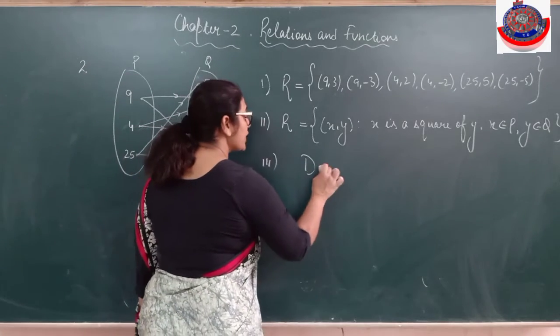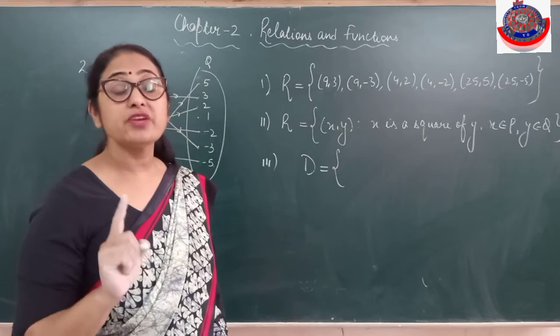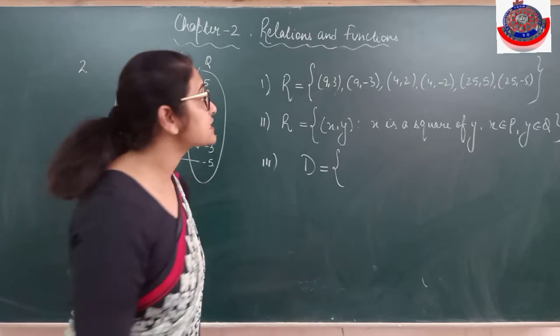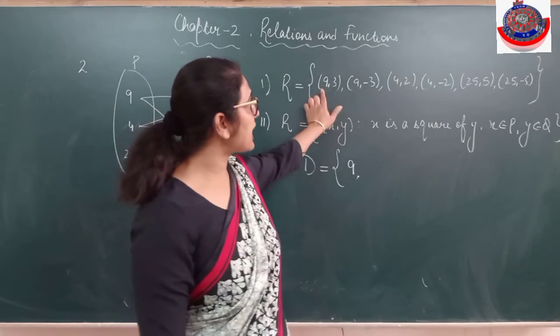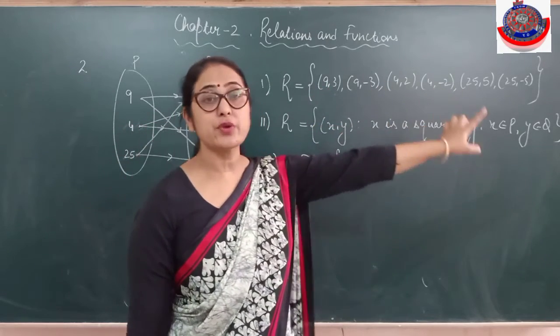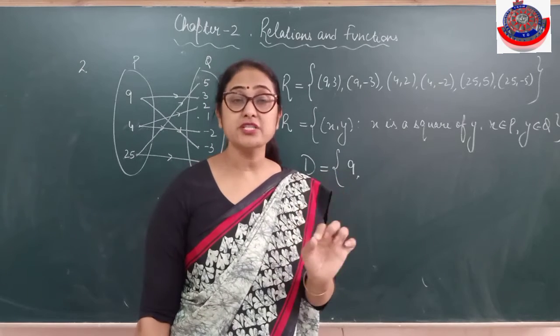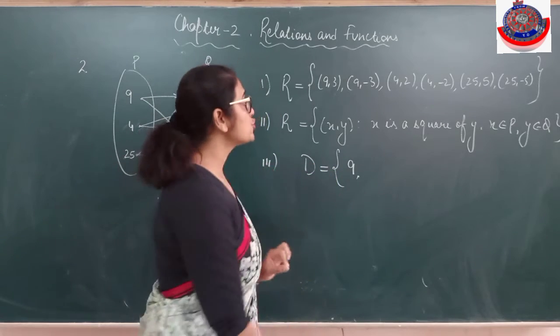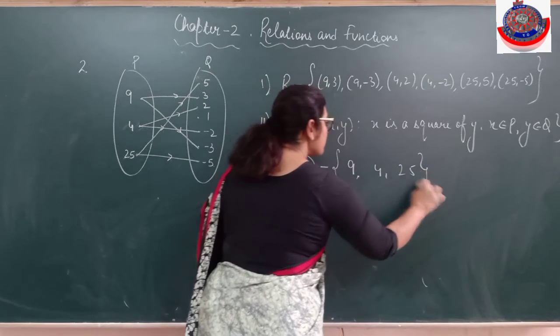What is domain? We know that domain is the first element of each ordered pair. What are the first elements of each ordered pair? 9, 9, 4, 4, 25, 25. And you know that in these sets, we do not repeat the elements. So it will be 9, 4 and 25.